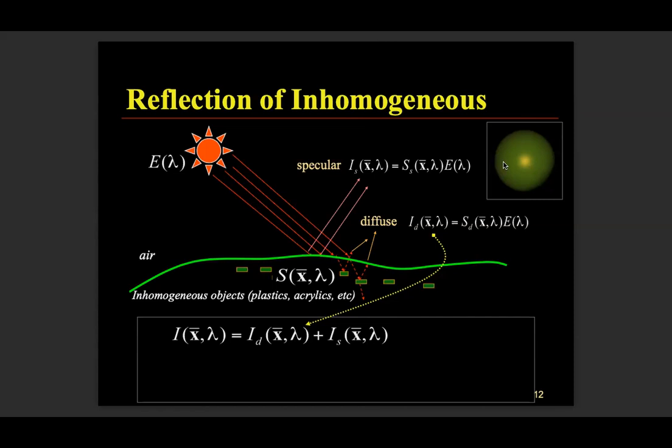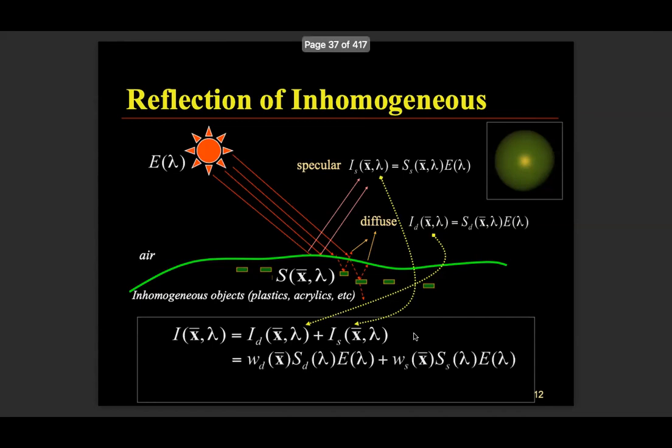Okay, and that's how we combine ID and IS. IS here is specular reflection. And further on, ID is SD multiplied by E, and IS is actually SS multiplied by E. Okay, so what are WD and WS?